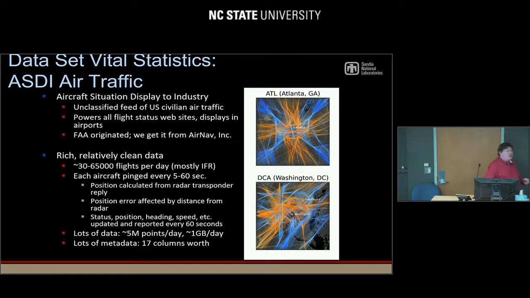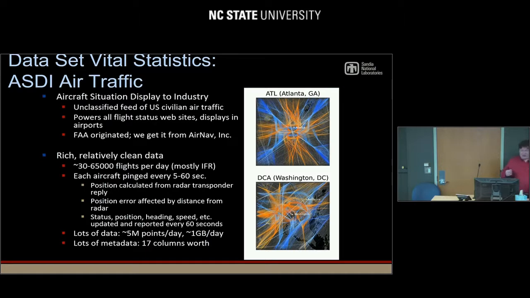That information gets aggregated at the FAA and then reported out to subscribers to that data feed with a position report for every aircraft every 60-ish seconds. And that's pretty constant. It is, by some standards, a lot of data. About 5 million points a day comes out to a little over a gigabyte of XML. By some standards, that's actually very small, but trust me, it adds up fast.